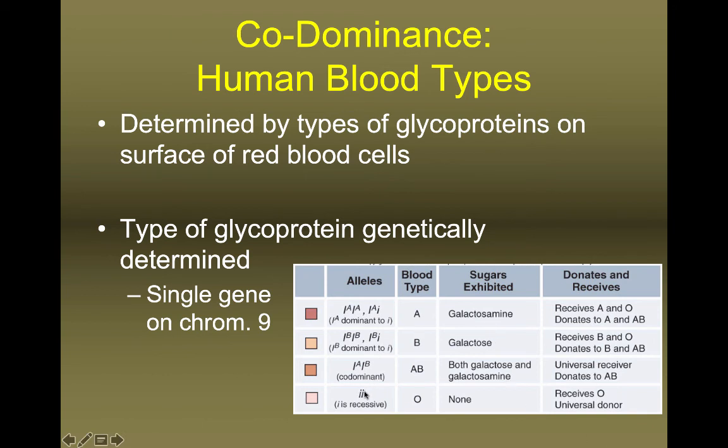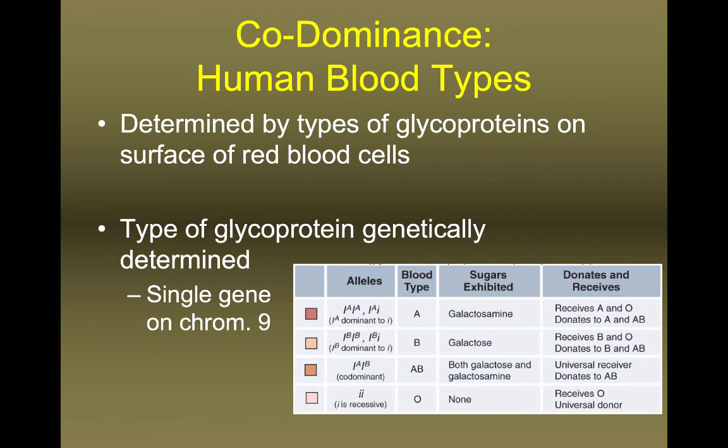And if you got an O allele from both parents, then you have type O blood, in which case you don't have any carbohydrates of this type on the outside of your blood cells. So the difference between galactosamine, galactose, and just nothing there on the outside of the cells makes a really big difference when we're talking about transfusions and who can give blood to whom and why that is.